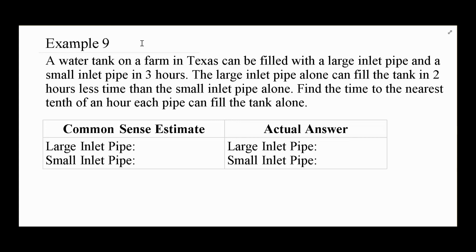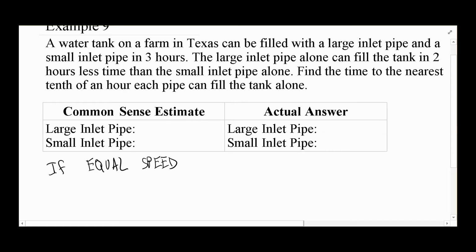So, before we even get into this problem, I do want to talk about a common sense estimate so that we can get a ballpark idea of roughly what our answer should be. What I like to start with is saying, what if they had equal speed or equal rate? If they had equal speed or equal rate, and it took them 3 hours together, then each one would be 6. Some people say that it's 1.5 for each, but that wouldn't make any sense.